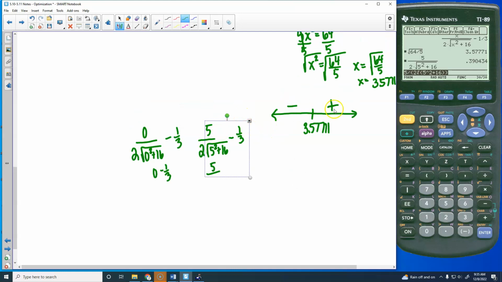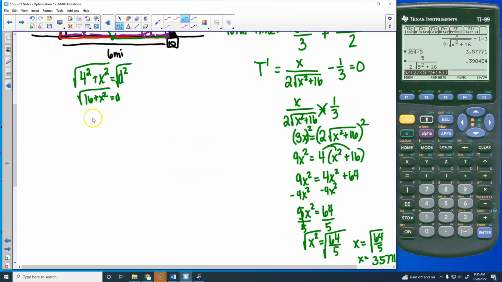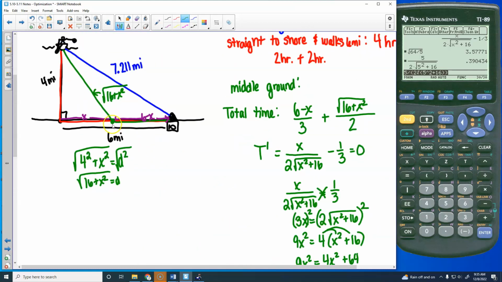All right, so since we go from negative to positive, this is a minimum point. Since that is a minimum there, then she should row to this point that is 3.57771 miles away from the point perpendicular to the shore. So she should take this path and then go across here.